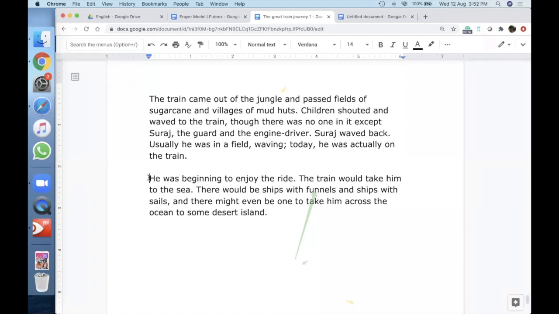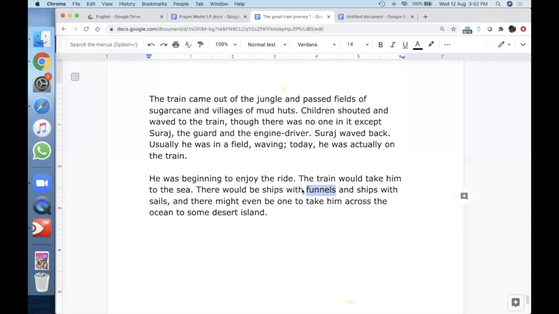So he was thinking there in the ocean there are a lot of ships standing. Yes, and there would be, say, ships. What is funnel? I don't know the meaning of funnel. Okay, if we don't know the meaning, what can we do? Yes, we can use the Freyer's model.